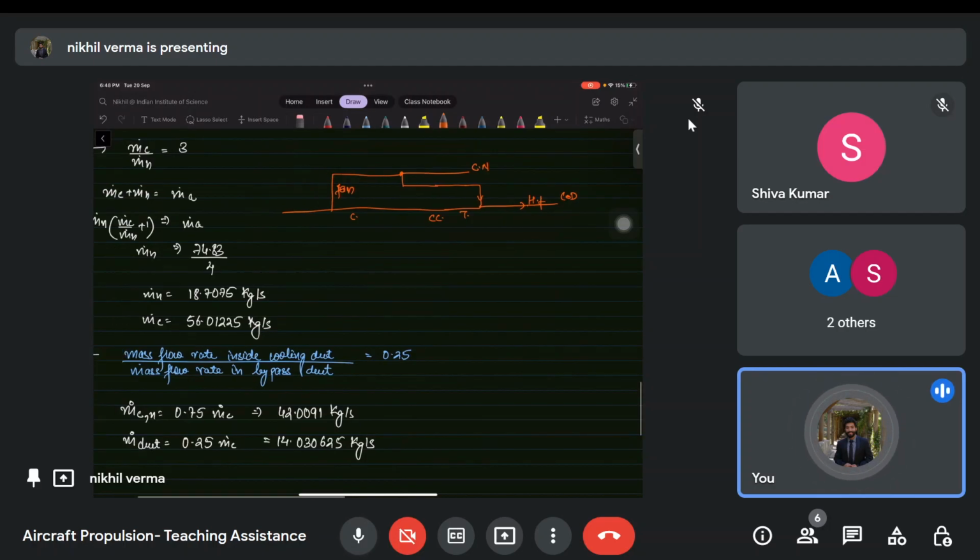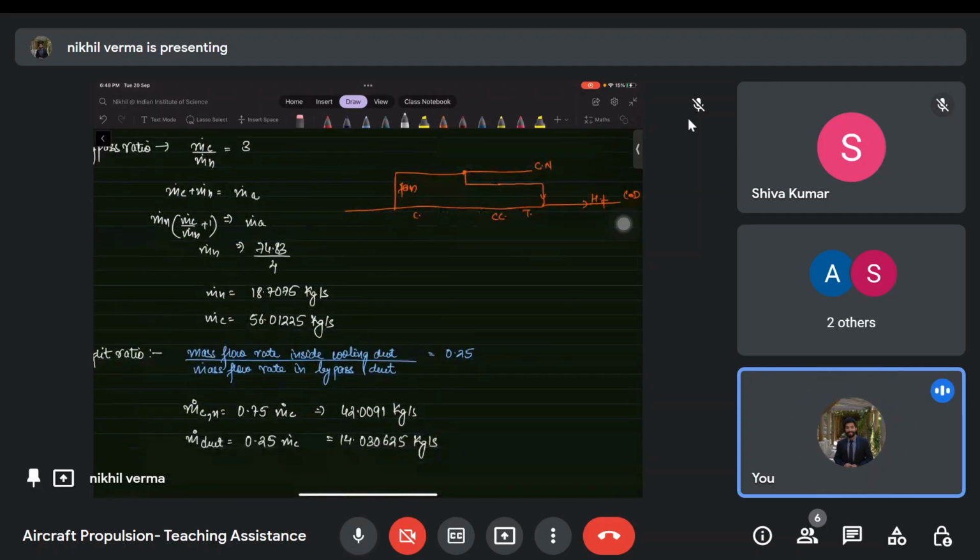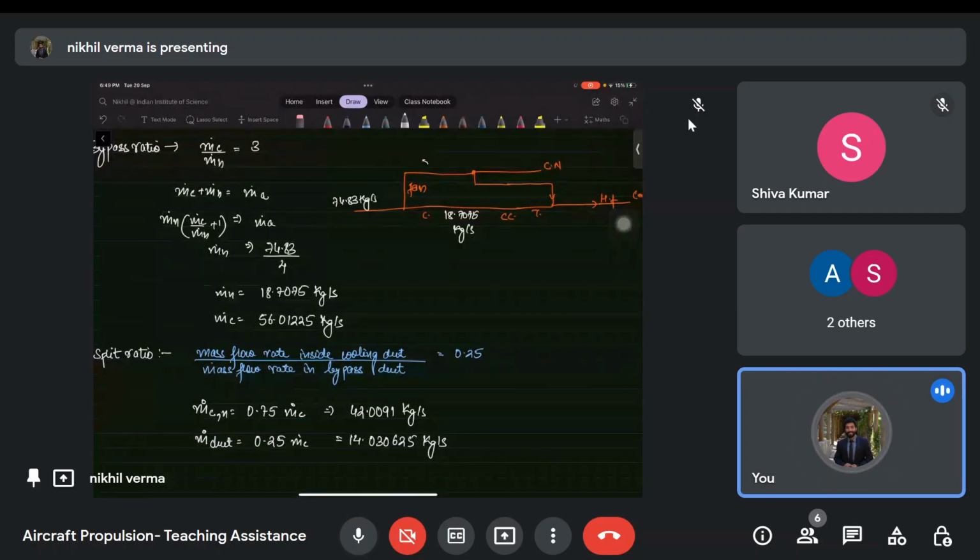If I mark the mass flow rate, this will be 74.83 kg per second. This is getting split into 18.7075 kg per second and 56.01225 kg per second. Then again, this is 42.0091 kg per second, and from here it is 14.0306 kg per second. Also, in the combustion chamber, you will be having some mass flow rate, right?